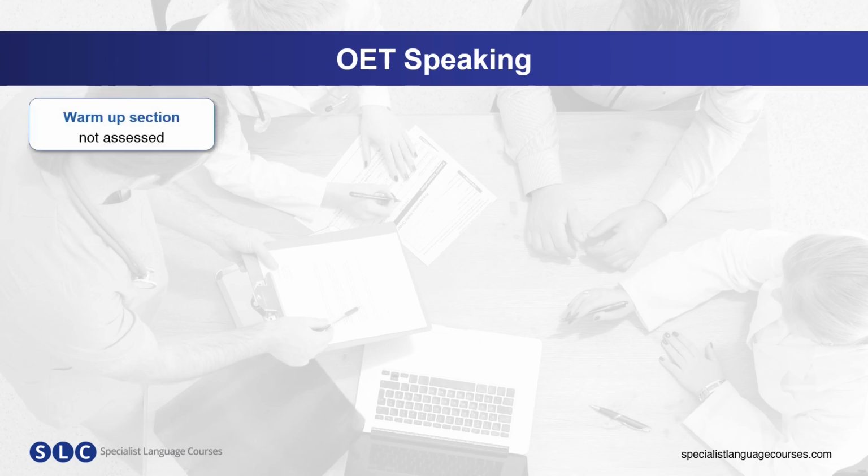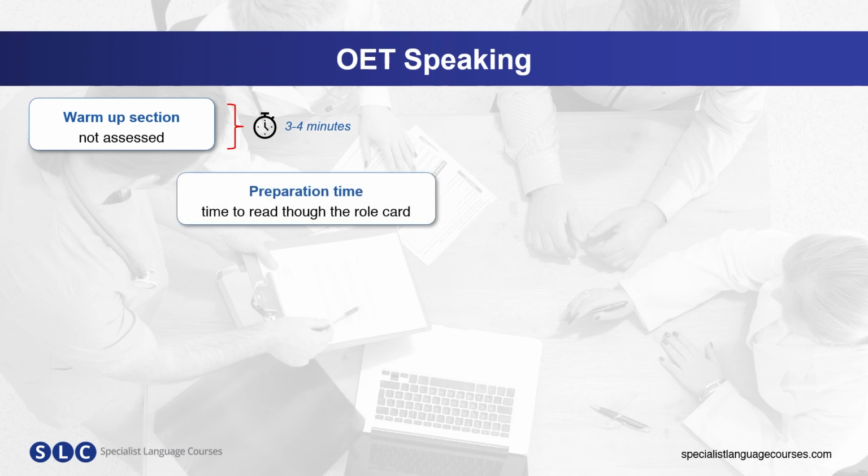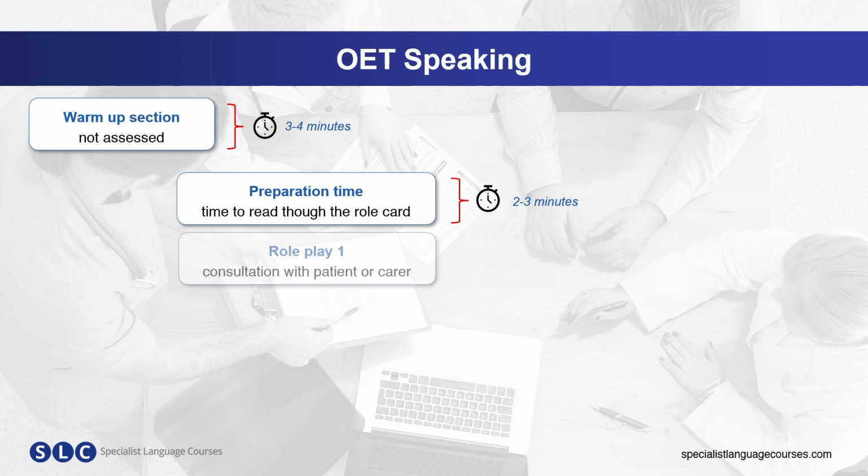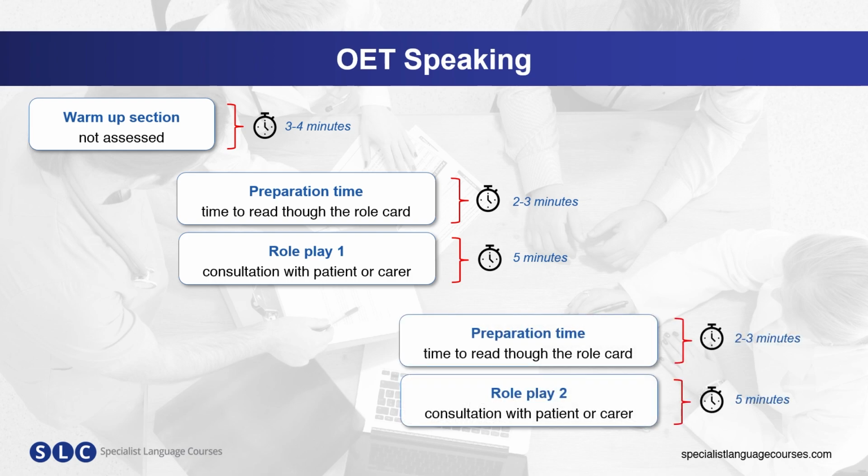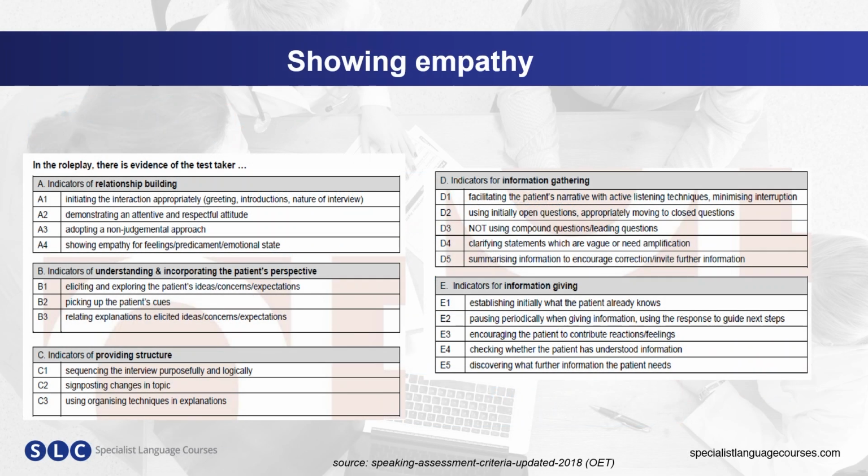Let's begin. In the OET speaking test, you begin with a warm-up section where you're asked a few questions. This lasts 3 to 4 minutes and is not assessed. You are then given 2 to 3 minutes preparation time to read through a role card and then 5 minutes to perform a role play. This is then repeated and you are given your second role play and another 2 to 3 minutes to prepare.